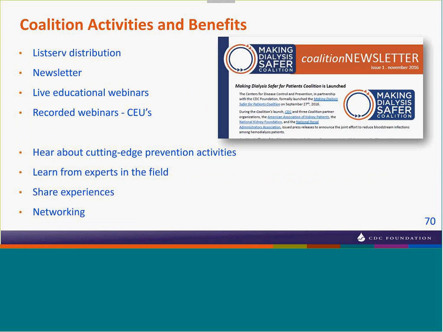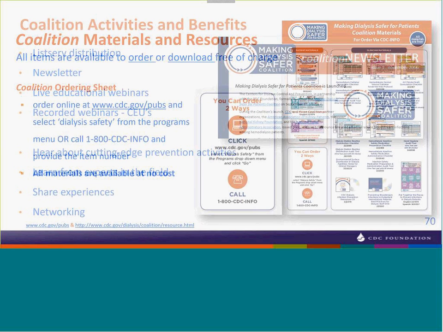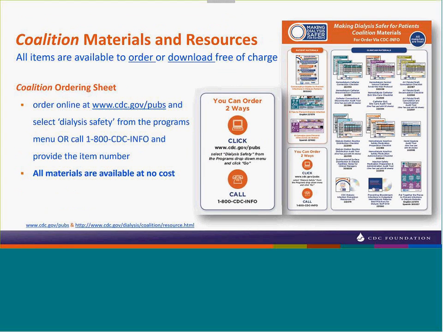There's a listserv distribution list. We do have newsletters that go out. I think our third one just went out. A lot of educational webinars. One just happened earlier this week. And the recorded webinars, both of those have CEUs attached. It's an opportunity to hear about cutting-edge prevention activities, learn from experts in the field, as well as hopefully share your experiences and network. In addition, you can get free coalition materials and resources by going to cdc.gov/pubs, and that's where you can get all of your audit tools, your checklists, and some of the other things as well.